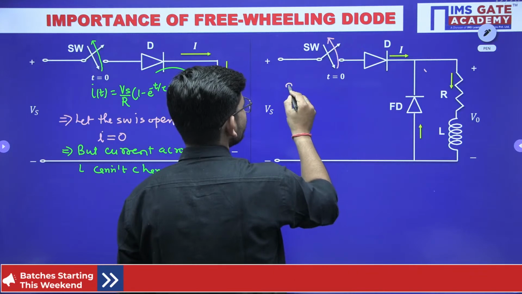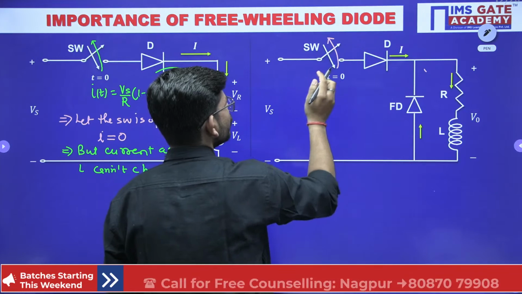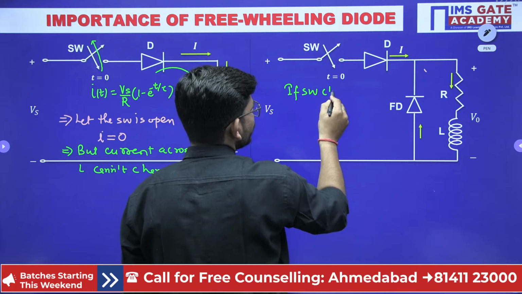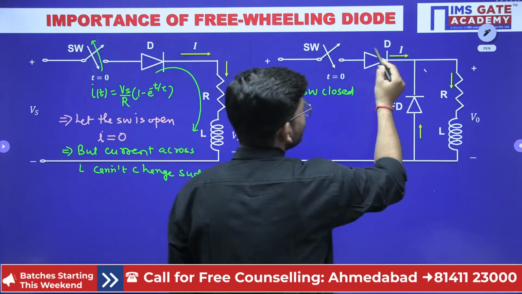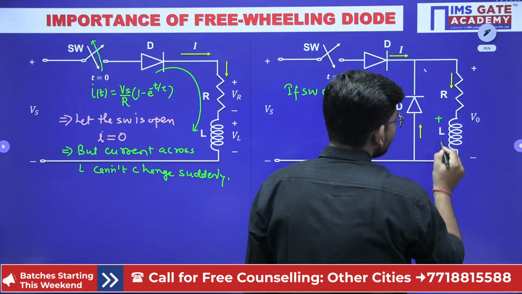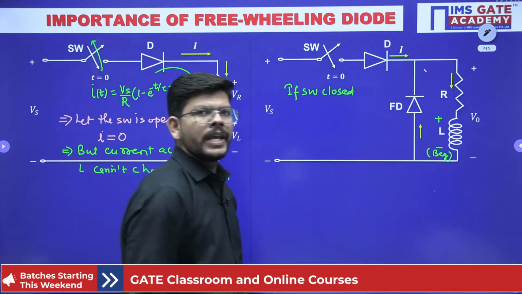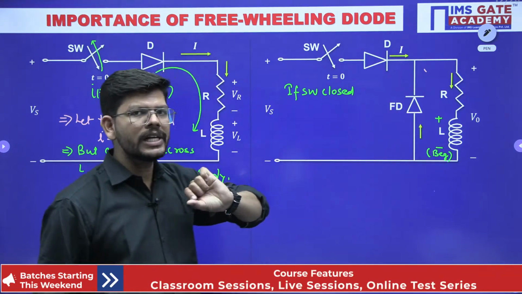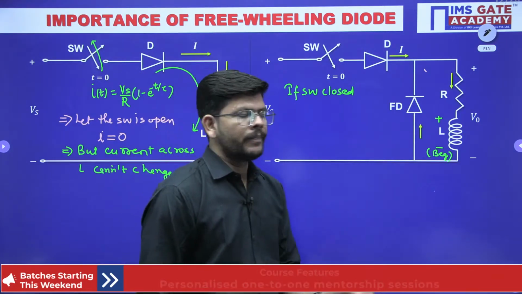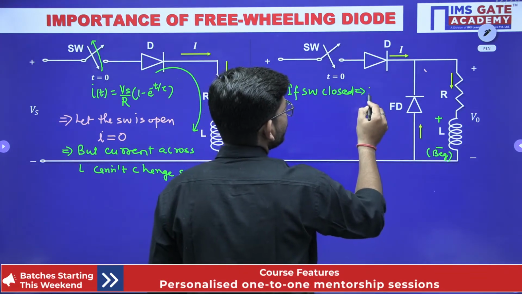First of all, let us suppose the switch is closed. So if the switch is closed, then the current is following this path. And what is the polarity of the inductor then? Inductor voltage might be having this polarity. So this is the beginning polarity of the inductor. Now due to this polarity of the inductor, this freewheeling diode is reverse biased. This is not at all working when the switch is closed.